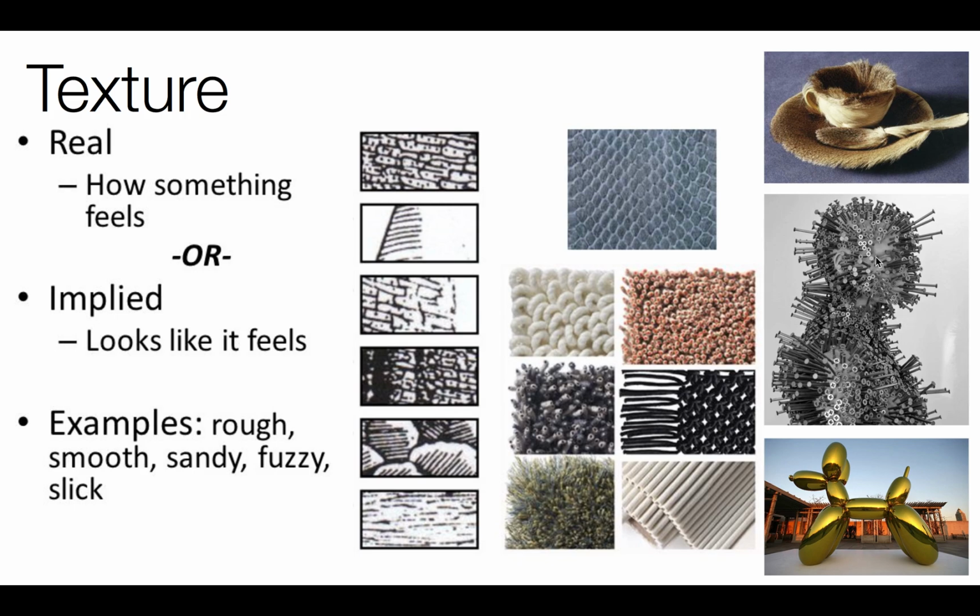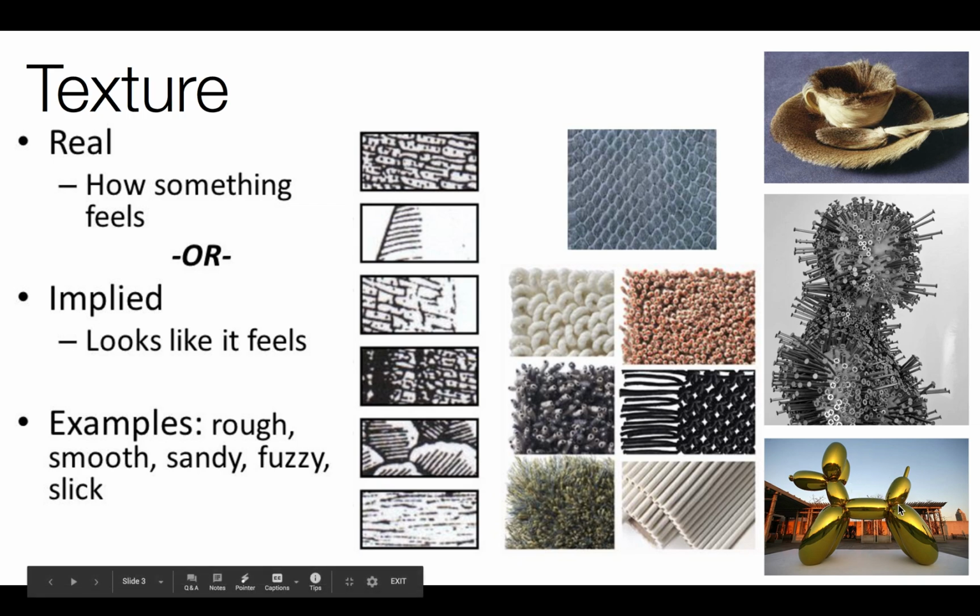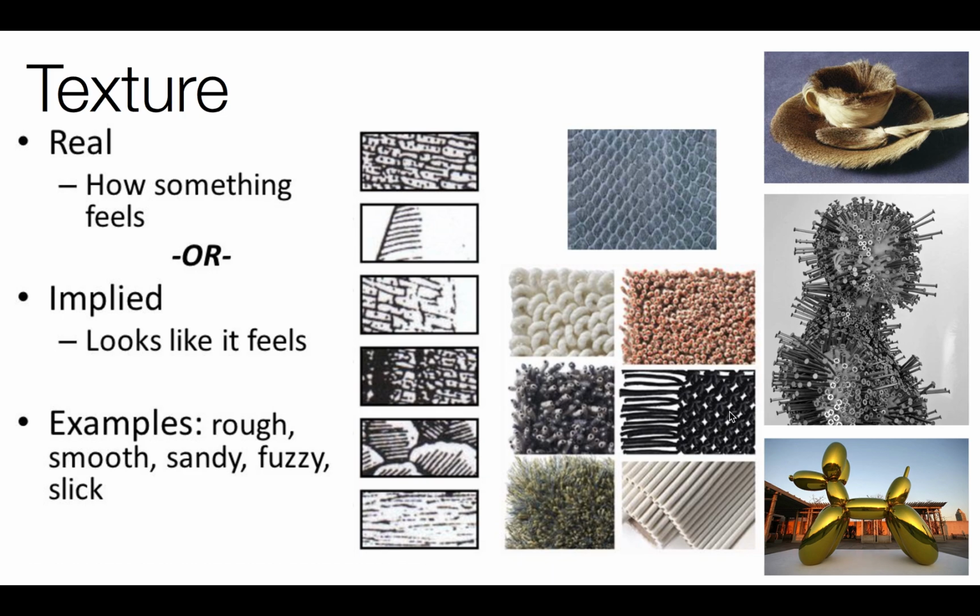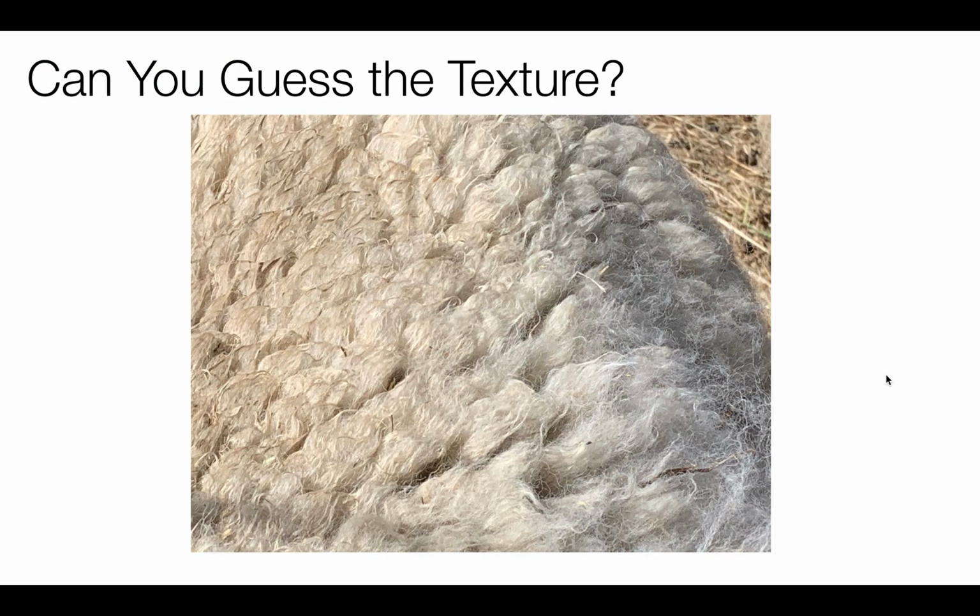This artist made something that went the opposite direction. Rather than soft and furry, actually made something that was hard and pokey, made it out of screws. It looks like a huge human that's made out of screws. And then this bottom artist is famous. His name is Jeff Koons, and he made this huge sculpture that looks like a balloon animal, but it's actually made out of steel and it's huge. So these are artists that kind of play with texture.